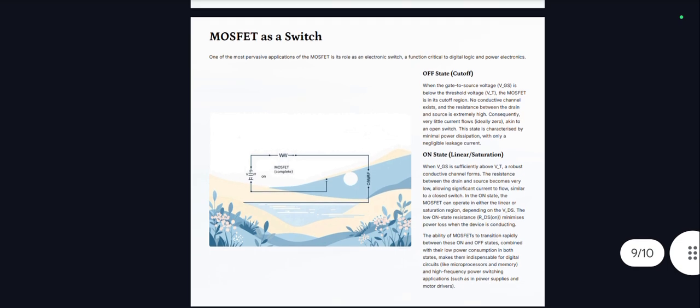Then MOSFET as a switch. In digital electronics, MOSFET works like an electronic switch. The output is low when the switch is off and high when the switch is on. They switch very fast, waste very little power, and are extremely reliable.